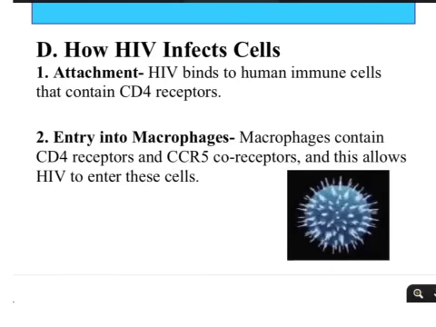Alright, HIV, how does it infect cells? First, they attach to a cell. They bind to human immune cells that contain specific receptors in your immune system. Next, they enter into macrophages. Those contain the receptors that allow HIV to enter the cells. HIV stands for human immunodeficiency virus. It's actually going after and trying to battle your immune system.